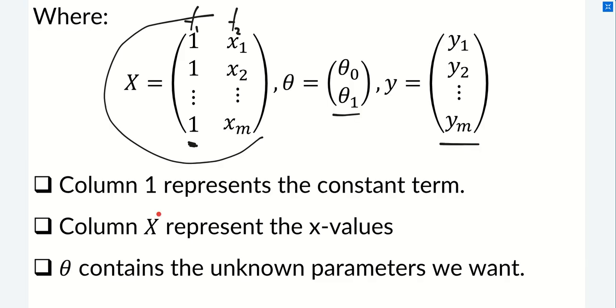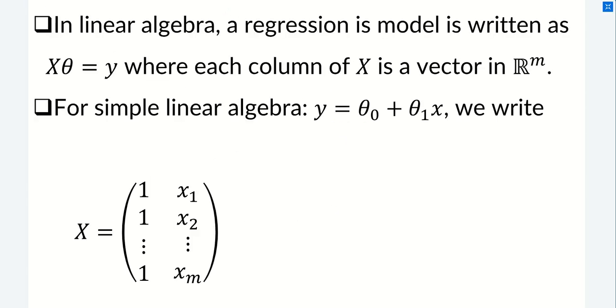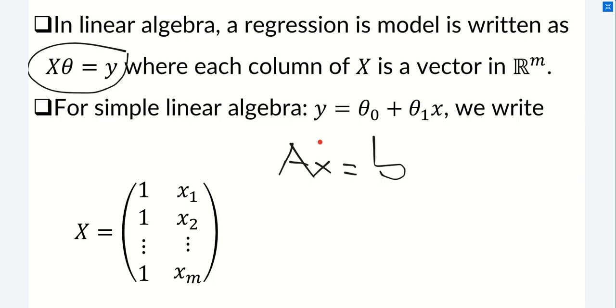So remember what we just did. The column of 1s represents the constant term. The column x, which is this one, represents our x values. And this is the unknown, what we are looking for. So in linear algebra, the regression model is written as we have this, which is the same as this. Do not get confused, because it is the same thing that we are doing over here. Here our x is just our theta, then A is our x, and b is our y. That is what we are doing.